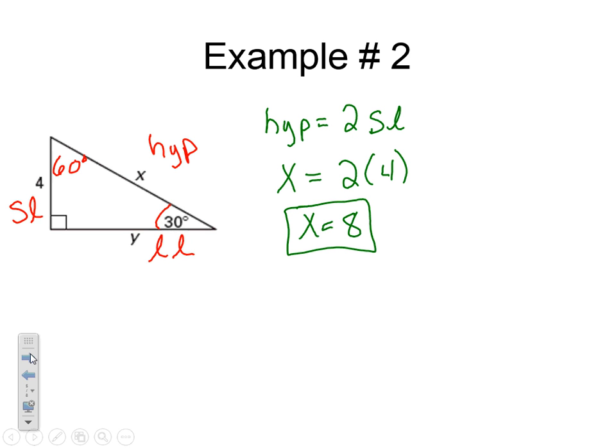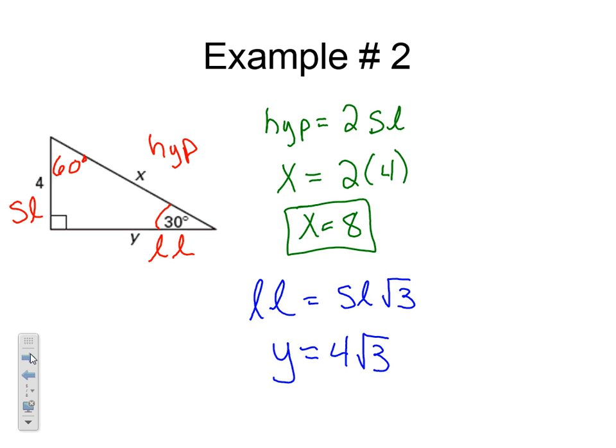Now to find my long leg, I'm going to take my long leg equals my short leg times the square root of 3. So long leg is Y equals, my short leg is 4, so 4 square roots of 3. That is my answer, ladies and gentlemen. All right. Done with example number 2.